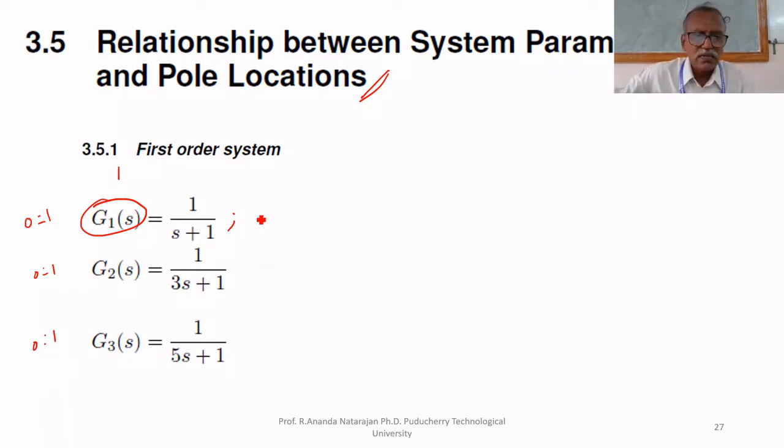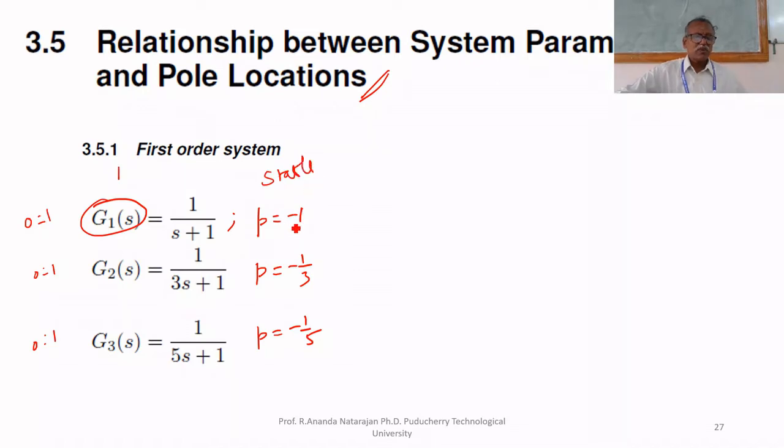Here, location of pole equal to -1. Here, location of pole equal to -1/3. Here, location of pole is -1/5. So, all in the left hand side, therefore, all the three systems are stable, because here the pole is at -1, -1/3, -1/5.